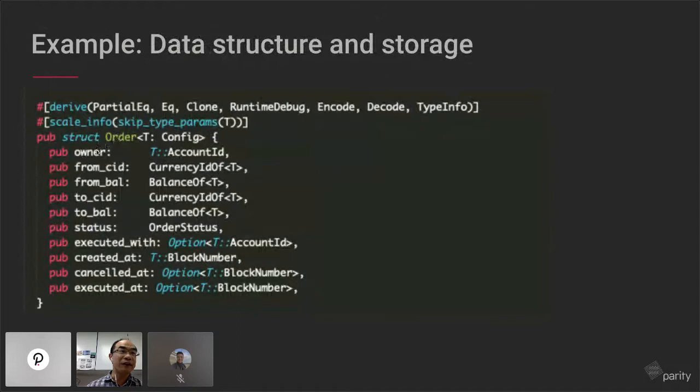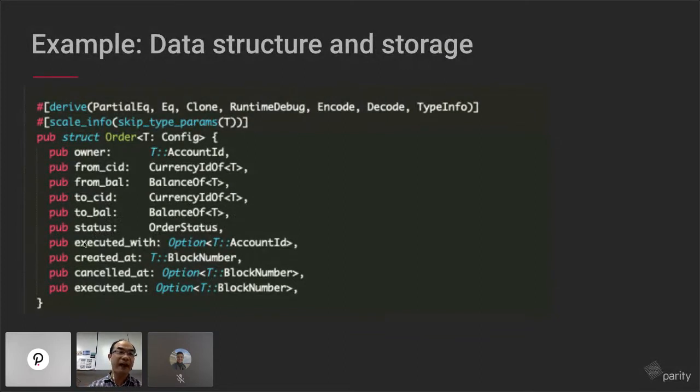So the order will consist of the owner, which is an account ID, and then the from CID, where C stands for currency, so from currency ID, and then the quantity, which is from balance. It could probably be better named, but it's called from balance now. And then to CID, to currency ID, and a to balance. And finally, the status. Status is the order status, whether it is still open, or it has been canceled, or it has already been matched.